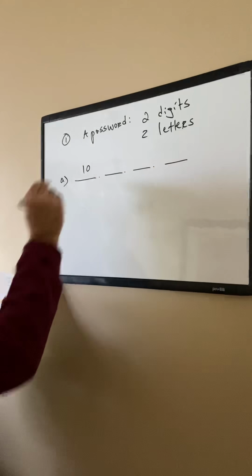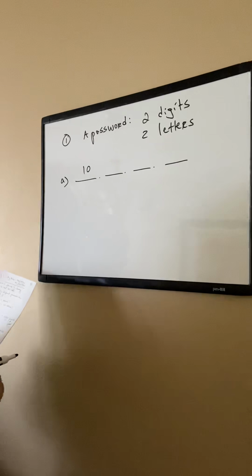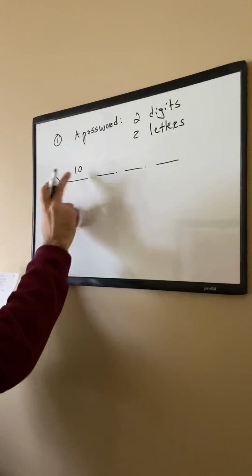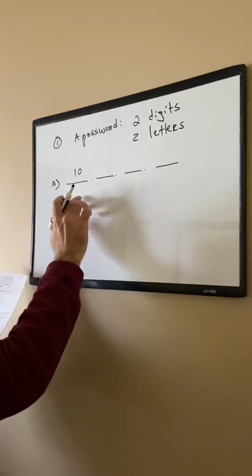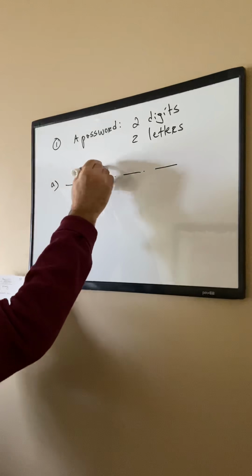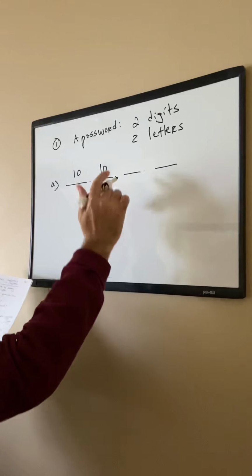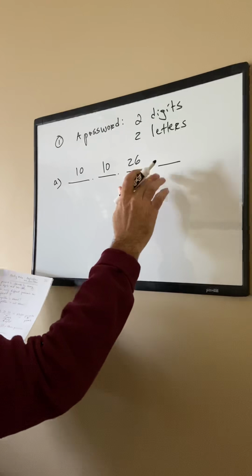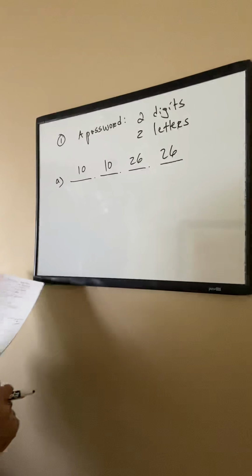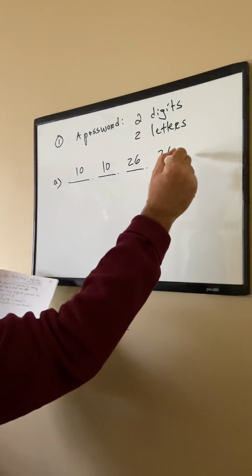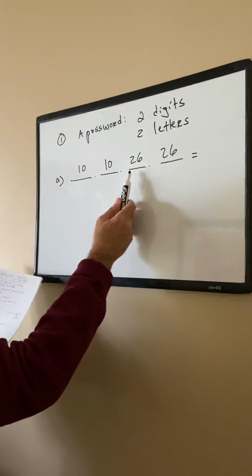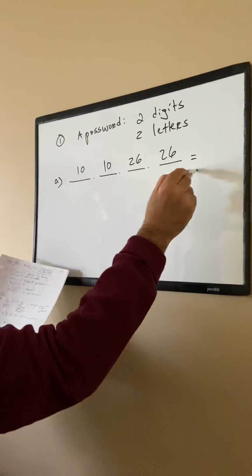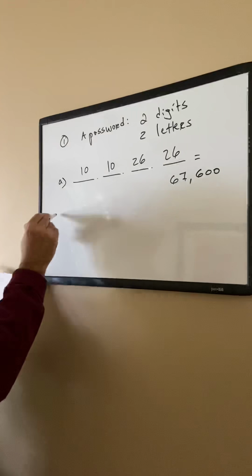We have 10 different options for digits we can choose from for the first slot, because your numbers are going to be ranging from 0 to 9, so that's 10 different options. We can repeat the same digit we placed in the first slot, so we have 10 options to choose from. For the letters of the alphabet, we have 26 possibilities. Since repetition is allowed, we're going to have 26 different options for a letter of the alphabet to pick from. So when we multiply 10 times 10, 26 times 26, we're going to end up with 67,600 possibilities of passwords.